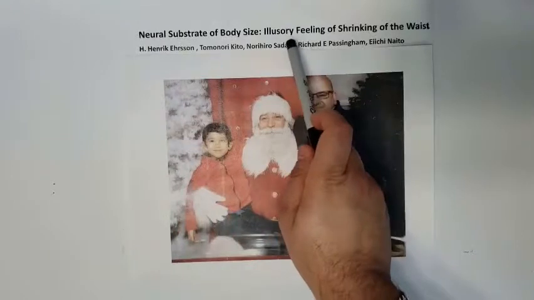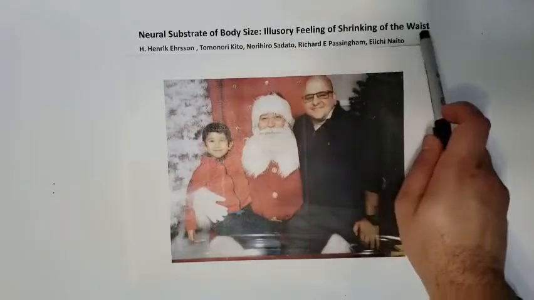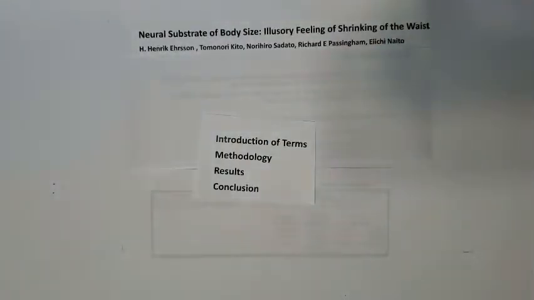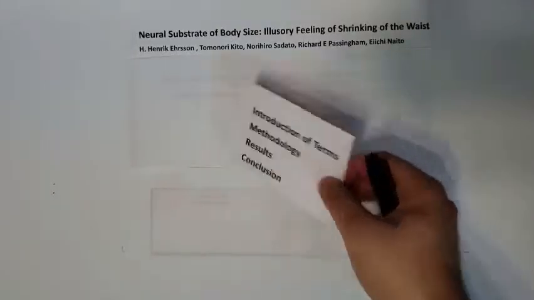Before I proceed, I would like to give you some definitions of key terms here: neural substrate, illusion and perception, and what is meant by body image, and so on and so forth. So the structure we'll follow is introduction of terms, which we just talked about, methodology of the study, the results, and the conclusion of the presentation.